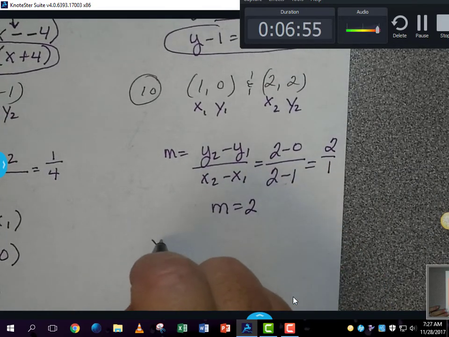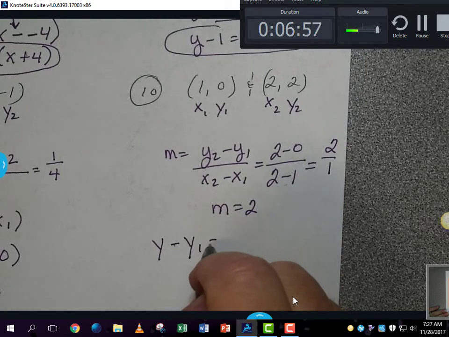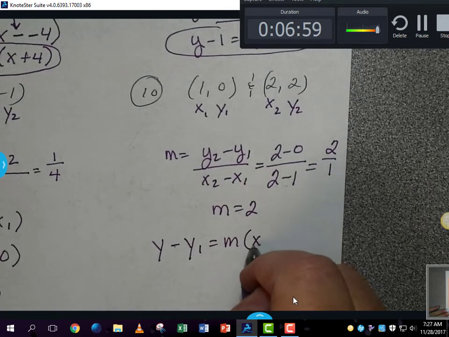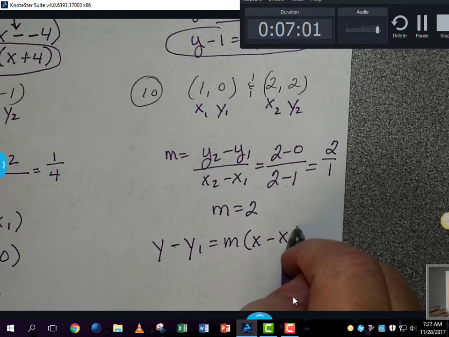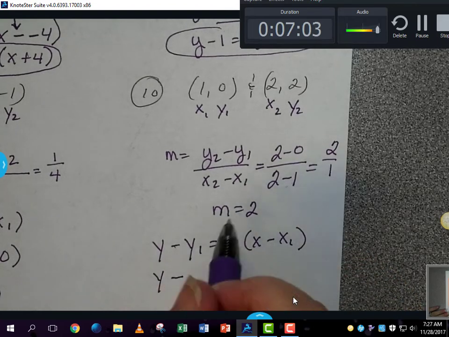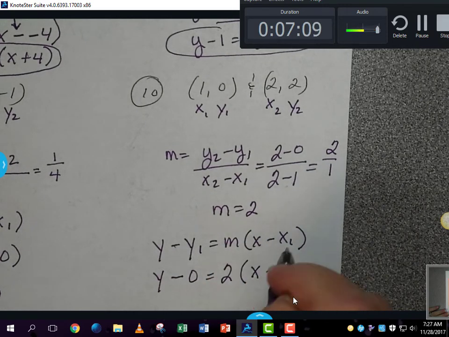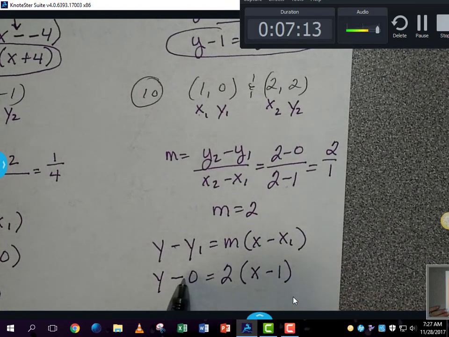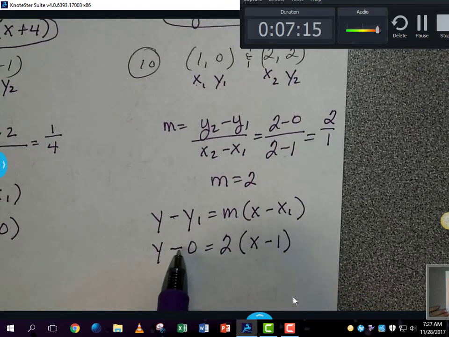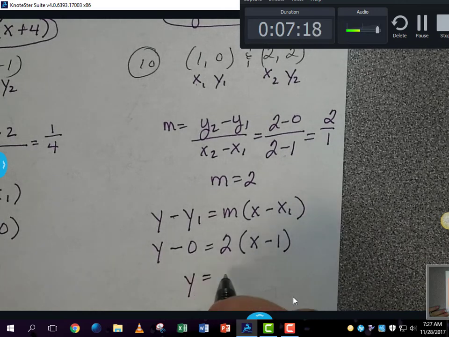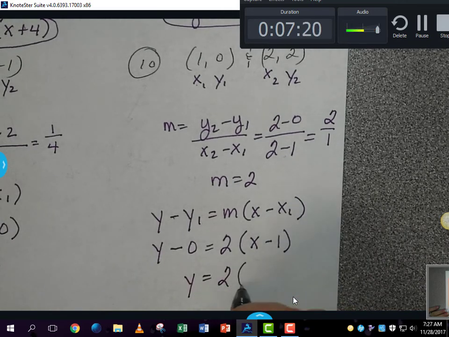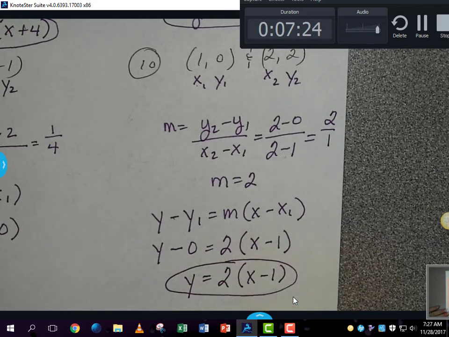And then I have my template, y minus y sub 1 equals m times the quantity x minus x sub 1. So I'm going to have y minus 0 equals m, which we figured out was 2, times the quantity x minus x sub 1, which is 1. Y minus 0, I don't need this minus 0. Y minus 0 is just y. So y equals 2 times the quantity x minus 1. And that's it.